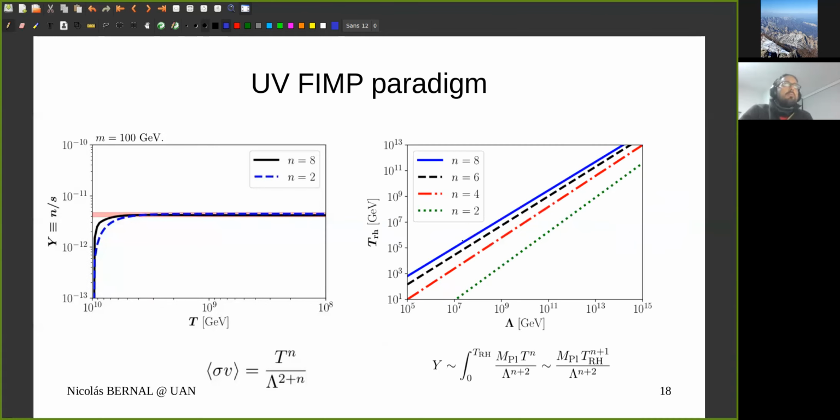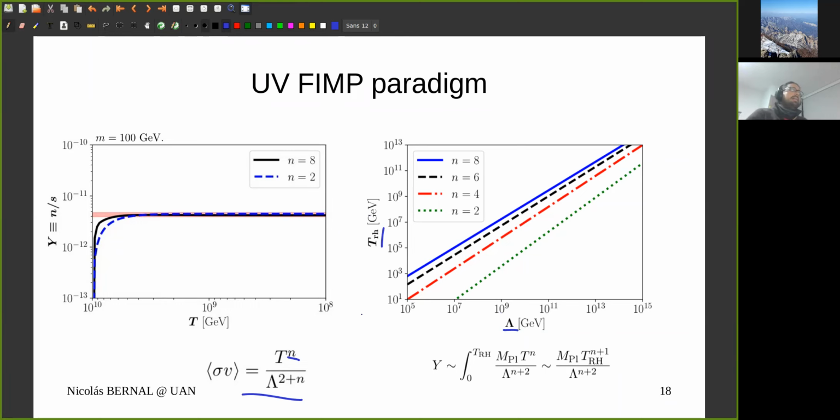So for instance, here I'm showing you a plot of the scale of new physics, and T_RH corresponds to the reheating temperature that you need for different values of n. Remember that n corresponds to the temperature dependence of this operator. So in that sense, for a given scale of new physics, you can in principle tune the reheating temperature so that you can produce the observed dark matter abundance. That's the idea of the ultraviolet freezing paradigm.